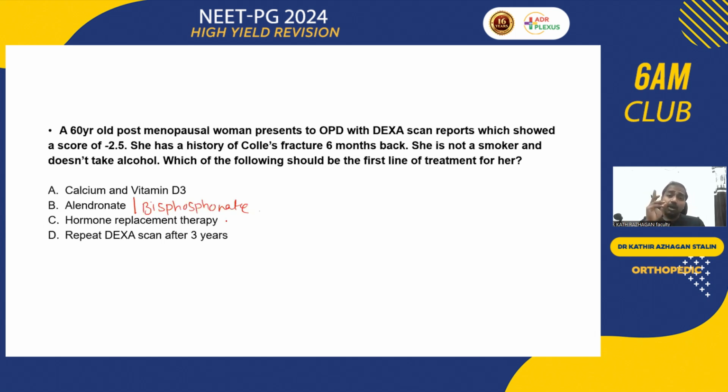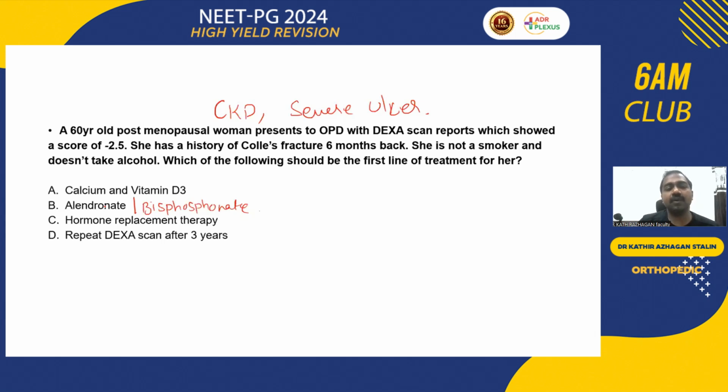But when will you not choose bisphosphonate? If the question says CKD, if the question says severe gastric ulcer, then don't use the answer alendronate, because what this time they will do is they will frame the same question. Students will go and answer alendronate, but they will say CKD in the question somewhere at the end.